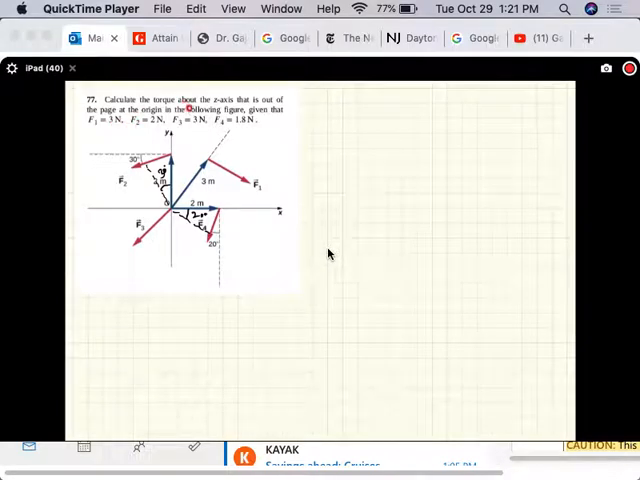Okay, in this problem, calculate the torque about the z-axis. So here's the x-axis, here's the y-axis. Which way is the z-axis? Yes, it's coming out of the plane of the paper. And here's how you tell. You use your right hand. You turn from the x to the y-axis, and your thumb points in the direction of the z-axis. So the z-axis is coming out of the plane of the paper.